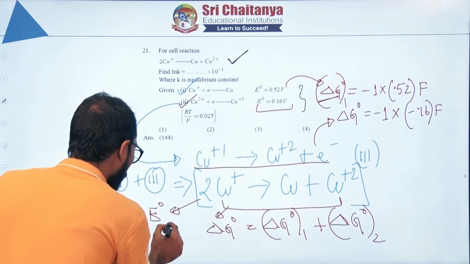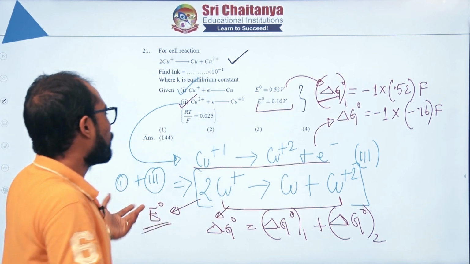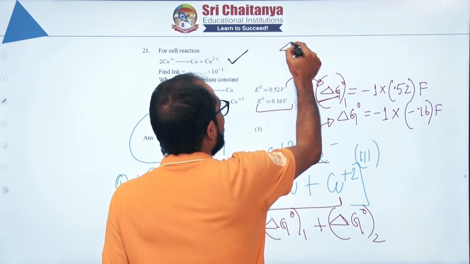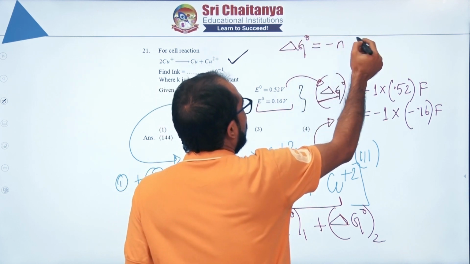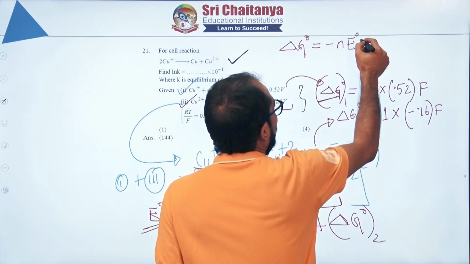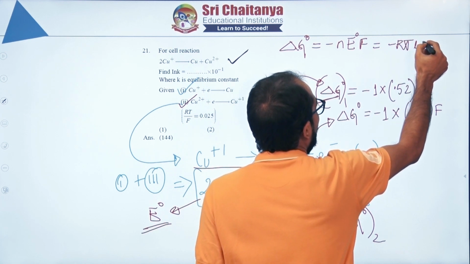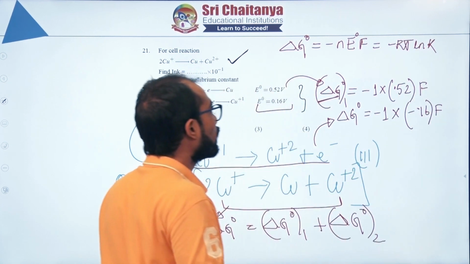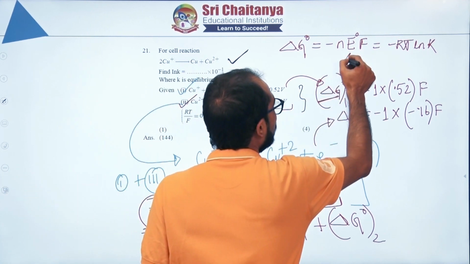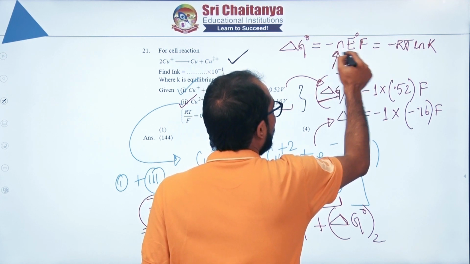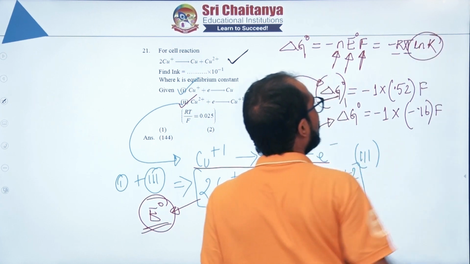Now once I get the E naught for this particular reaction, it becomes very easy. We can write delta G naught is equal to minus N E naught F, which is also equal to minus RT ln K. This E naught value, you put it here, you put the value of N, F is already known to you, R and T is okay, you can get the value of ln K.